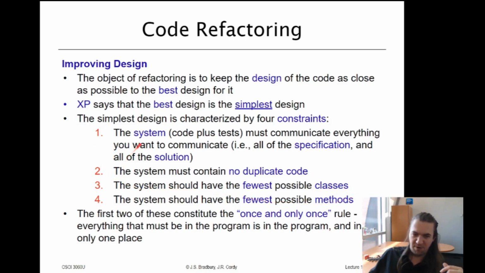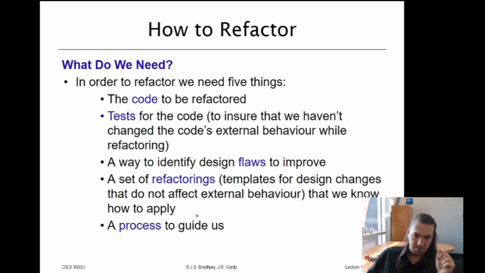Now, the first two of these points, communicating everything you need to communicate and having no duplicate code, constitute what's called the once and only rule. Everything that must be in the program is in the program, but it's only in one spot. You don't have multiple copies.